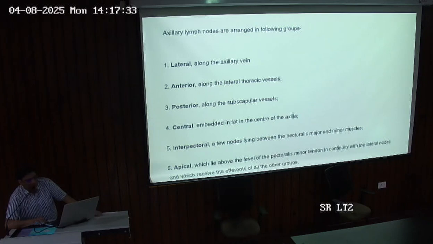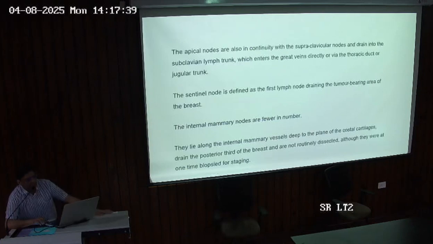Then the apical lymph nodes, which lie above the level of pectoralis minor. The apical nodes are also in continuity with the supraclavicular lymph nodes, and they drain into the subclavian lymph trunk, which enters the great veins directly via the thoracic duct or jugular trunk.